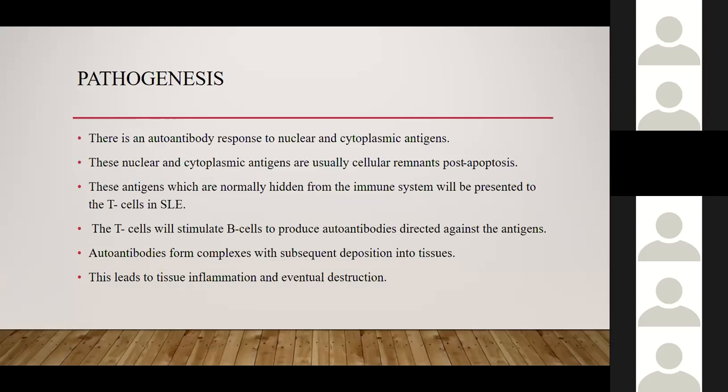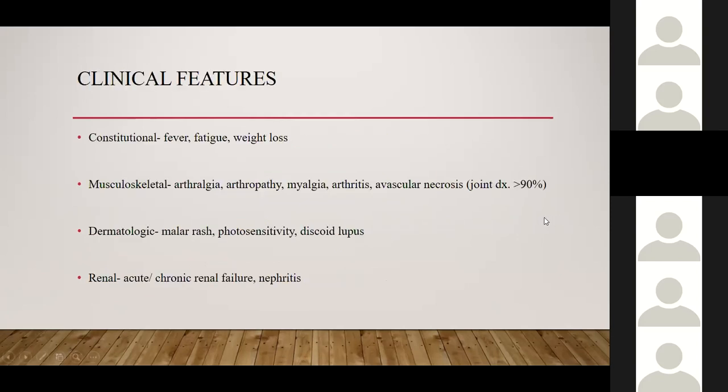But then the body forgets that these dead cells were once part of your own cells. So your body will direct antibodies towards these antigens from your dead cells. And once it directs the antibody towards these antigens, they will be known as autoantibodies because they are being directed to antigens of the body itself. So once you have this autoantibody and antigen coming together, they will form a complex, as you can see. And once this complex deposits on any tissue, it leads to destruction of the tissue. So basically, that's the pathophysiology.